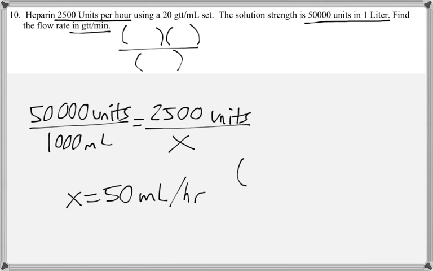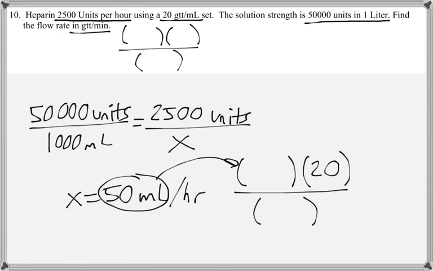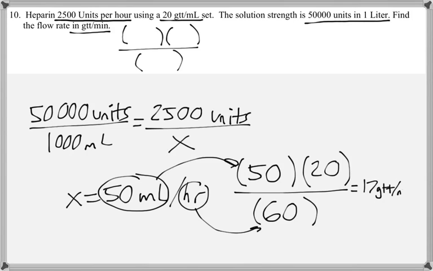So now I'm ready to do the formula. And they tell us that it is a 20 GTT per ml set. And then the 50 milliliters goes here, and the 1 hour goes here, but again we need to express this in minutes, so it is 60. So 50 times 20 divided by 60, and rounded to the nearest whole number, is 17 GTT per minute.